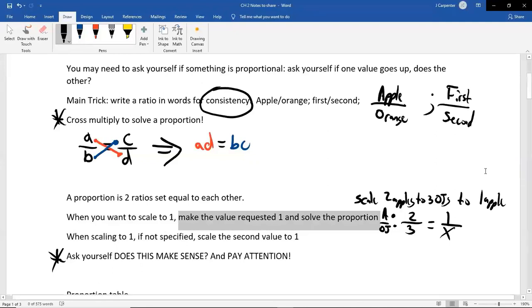Detail-minded, whatever that word is I'm looking for, paying attention to the details is extremely important. And we know nobody's perfect. Your teacher makes mistakes. You will make mistakes. But when you pay attention and ask yourself if things make sense, we often find those mistakes and fix them.